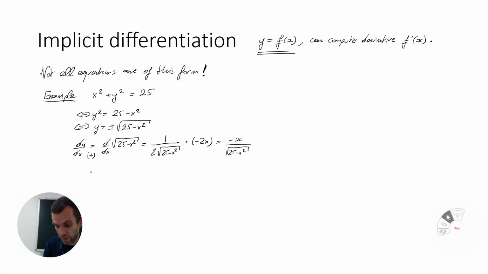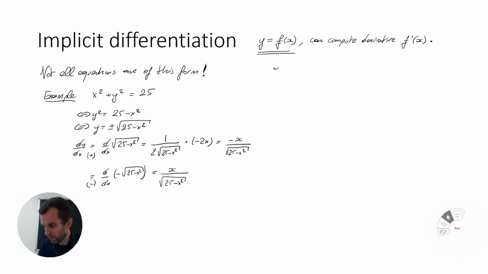And likewise, if you take the minus sign here in the specification for y, you get d/dx of minus the square root. And if you do the same calculation, you end up that this is plus x over the square root. So it is possible to compute the derivative, but you see it's not entirely straightforward. And implicit differentiation is a better solution here.